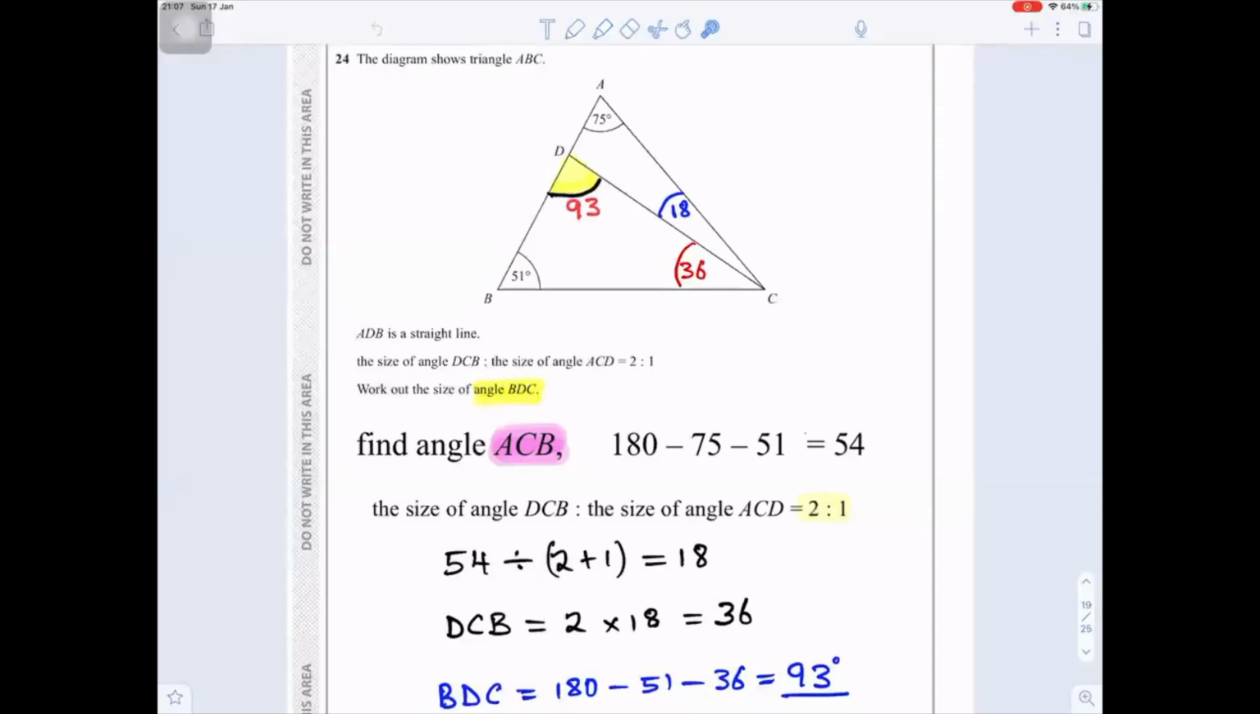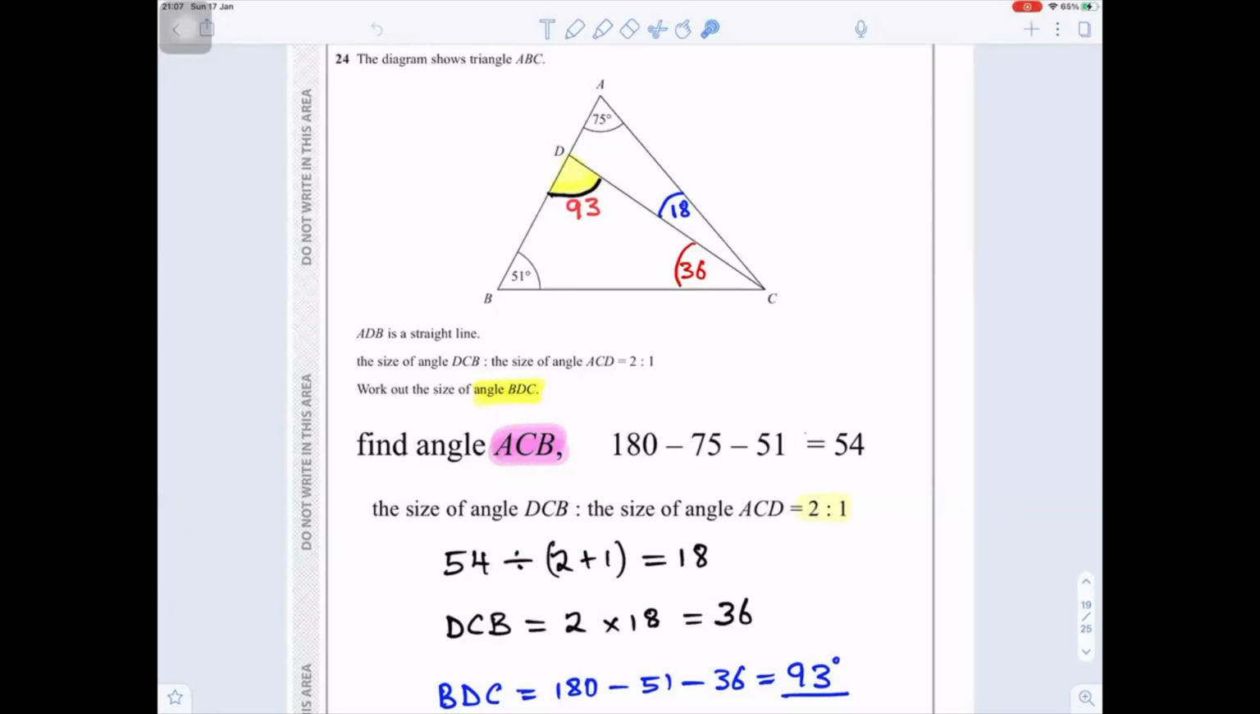Question number 24. The diagram shows the triangle ABC. ADB is a straight line. The size of angle DCB to the size of angle ACD is 2:1. Work out the size of angle BDC. BDC, I've colored it in yellow. That's the angle we want, the one which is colored in yellow. Now let's find angle ACB.